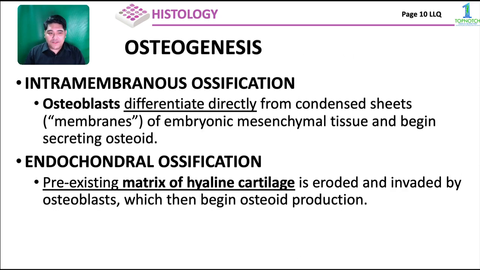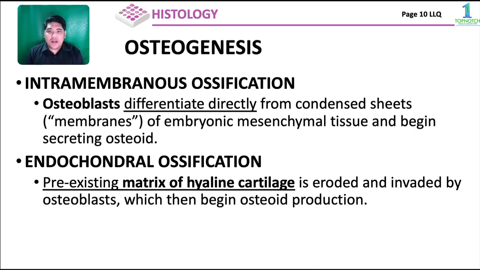And then we have your osteogenesis. Okay? So we have two types of creation of your bone: intramembranous ossification and endochondral ossification. Remember, two types. In intramembranous, your osteoblasts differentiate directly from condensed sheets of embryonic mesenchymal tissues and begin secreting osteoid. So, intramembranous is from your osteoblast.